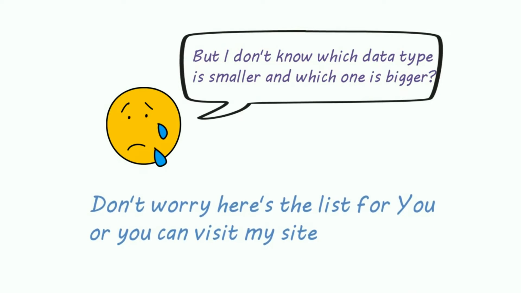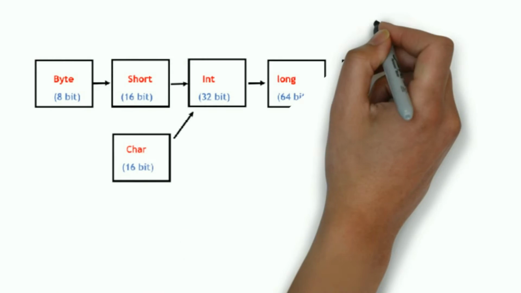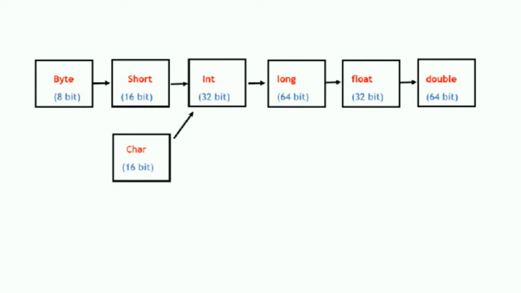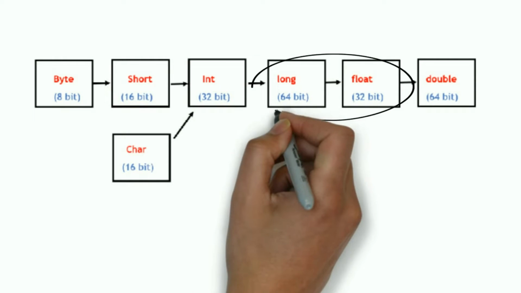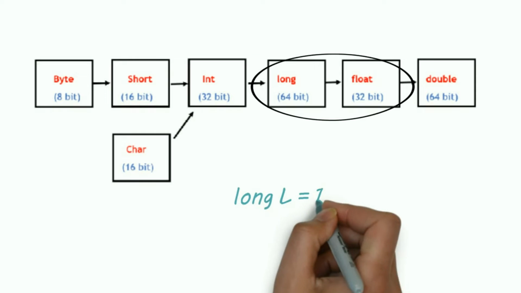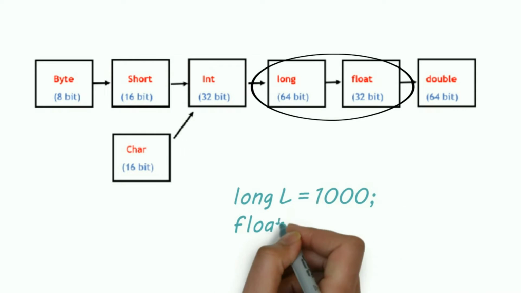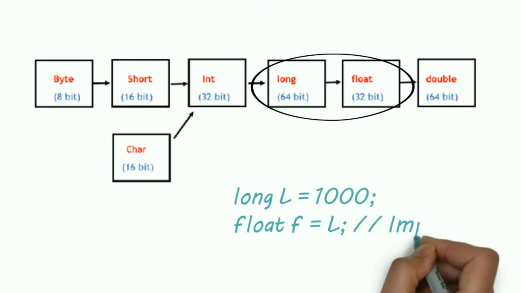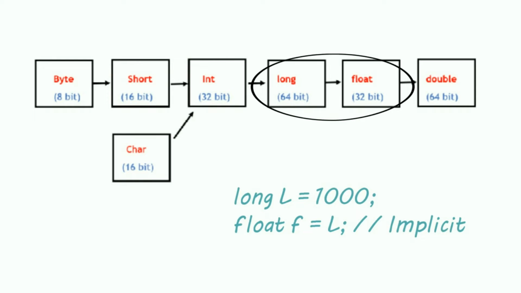Which one is bigger? Don't worry, here's the list for you. Look at the sequence. Float is larger than long because it depends on range and not on bits. Therefore, assigning 64-bit long to 32-bit float falls under implicit casting. So remember the sequence. It all depends on the range of values of these data types.